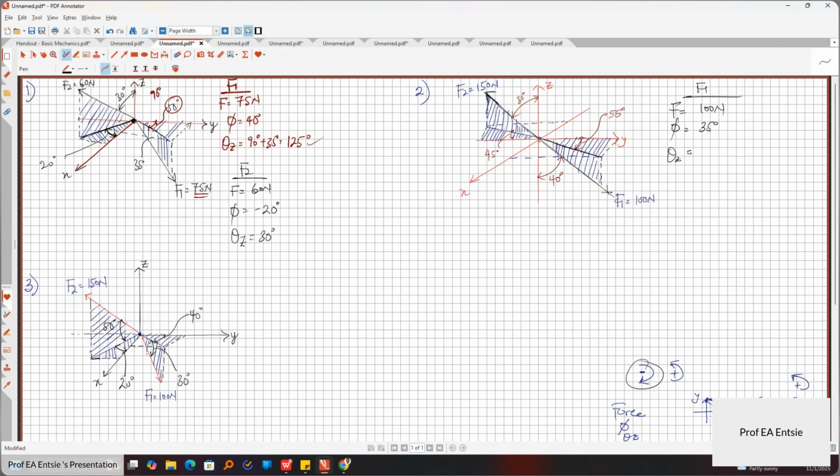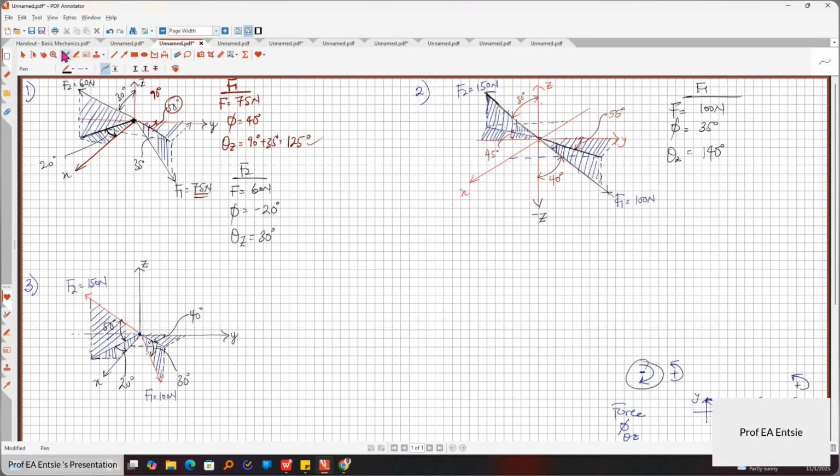Then we check the theta z for F1. Theta z is from the positive z axis to the force, not from the negative z axis. But this time they gave us from the negative z axis to the force, so we need to find it from up. From positive z to negative z is 180, you can see it's a straight line. And they gave us from negative z to the force, which is 40. So the rest will be 140. And theta z cannot be greater than 180. Yes, so we should know that one too. Right.